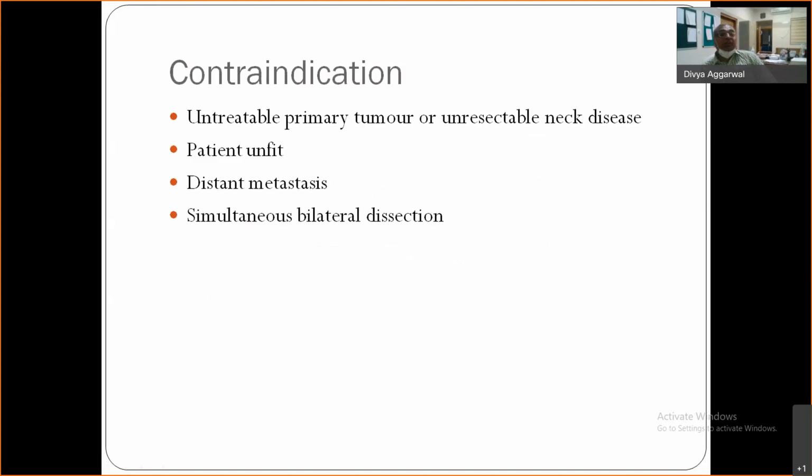And what are the contraindications? Contraindication is untreatable primary tumor or unresectable neck disease. Patient is unfit for surgery, that is true for all surgeries. Distant metastasis. In case there is a distant metastasis, no use of going for a neck node dissection. It's a very simple thing. And simultaneous bilateral dissection would be difficult.